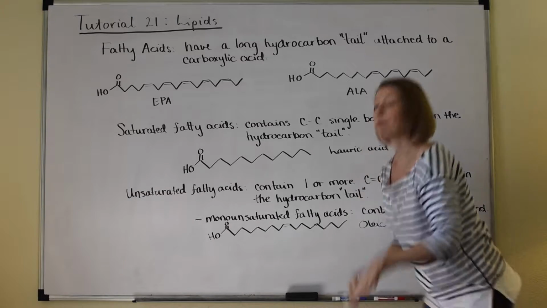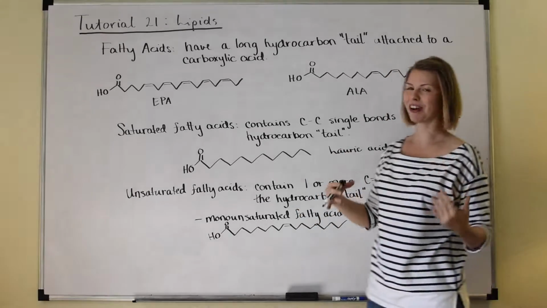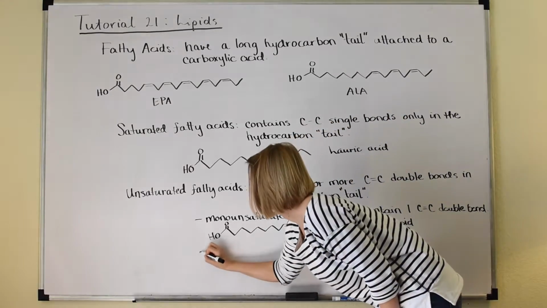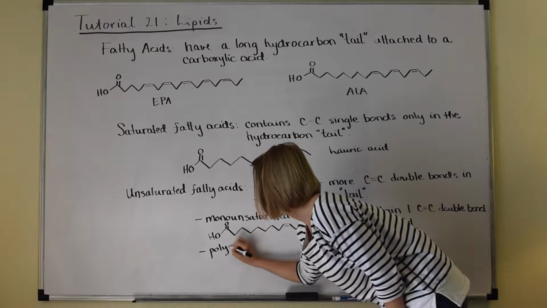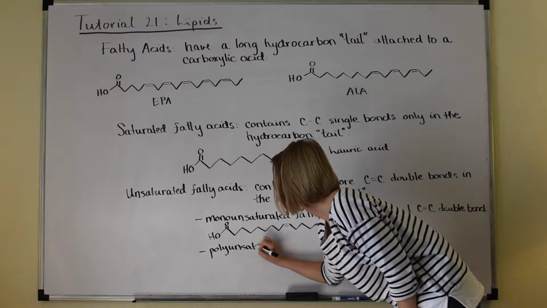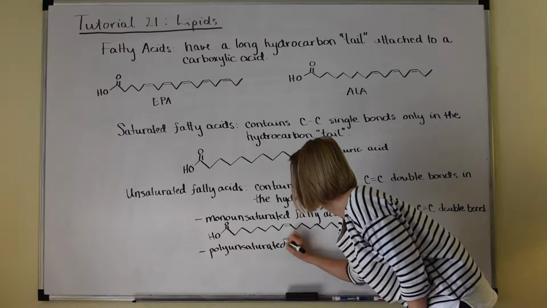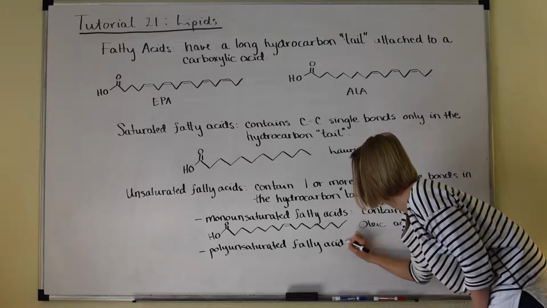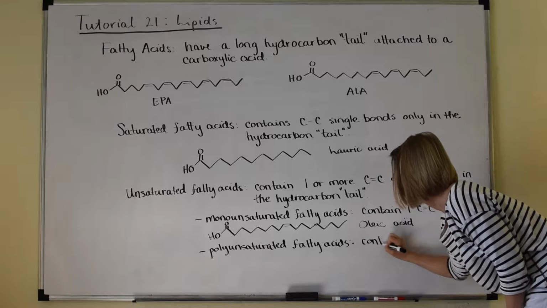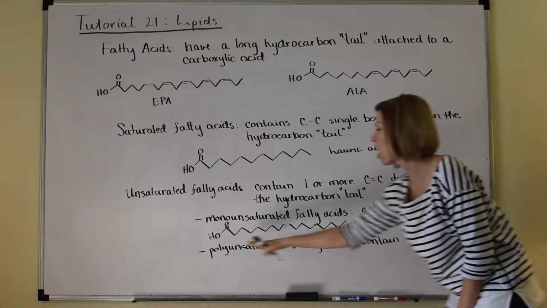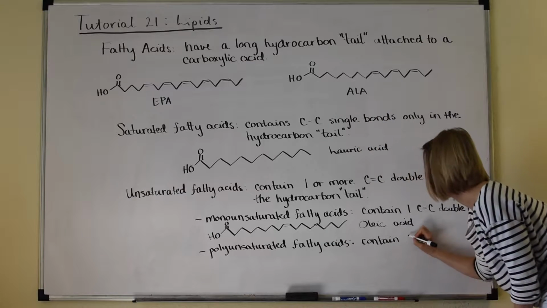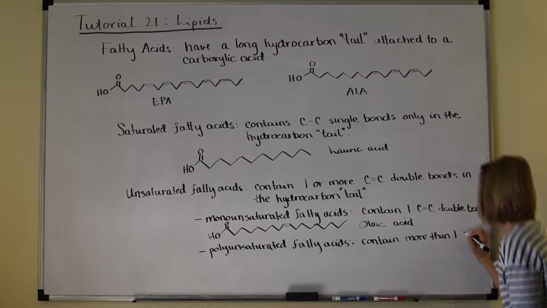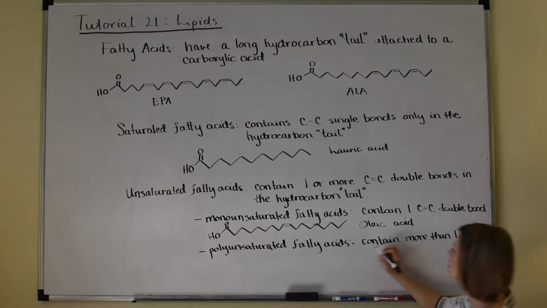All right, so then a polyunsaturated fatty acid, you probably already guessed, contains more than one carbon-carbon double bond. So let's write that here. Polyunsaturated fatty acids contain, poly meaning many, more than one carbon-carbon double bond.